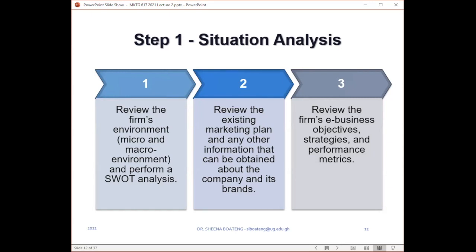We can also talk about the fact that we need to review the firm's existing marketing plan and any other information that can be obtained about the company and its brands. Now, I put this question to the class. Why should we care about the firm's existing marketing plan and any other information that can be obtained about the company and its brands? Why should we care? We are developing an e-marketing plan. What has it got to do with the firm's marketing plan and their brands and stuff? Ekuyajan, come in.